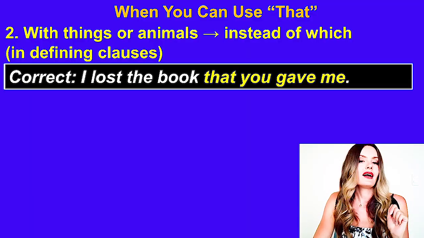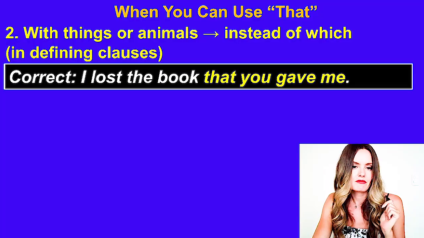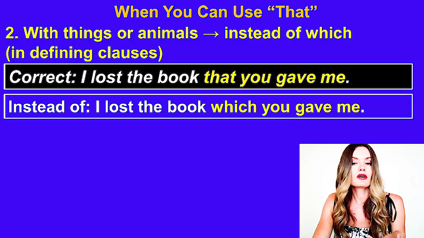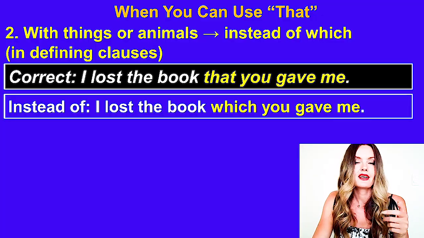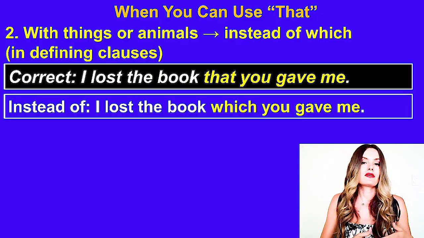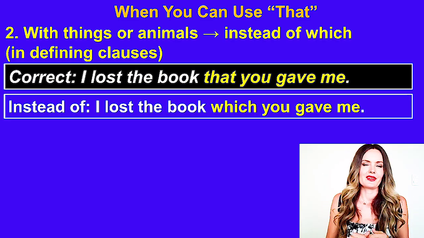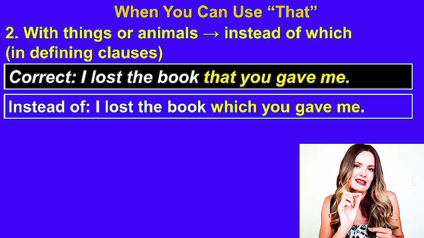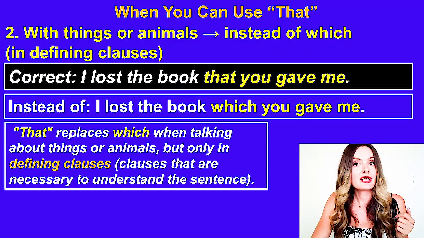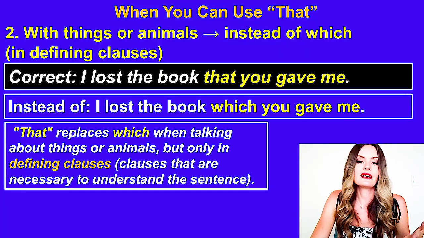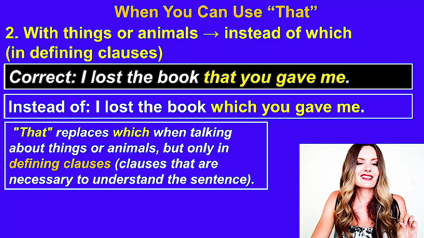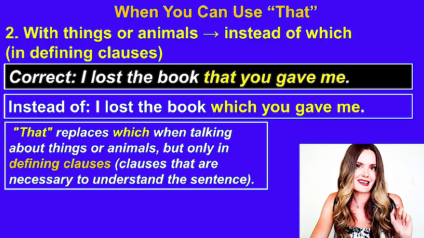For example, I lost the book that you gave me. You can use that instead of which. I lost the book which you gave me. You can say, I lost the book which you gave me, and I lost the book that you gave me. The only difference is that you use that in informal situations. That replaces which when talking about things or animals, but only in defining clauses. Clauses that are necessary to understand the sentence.